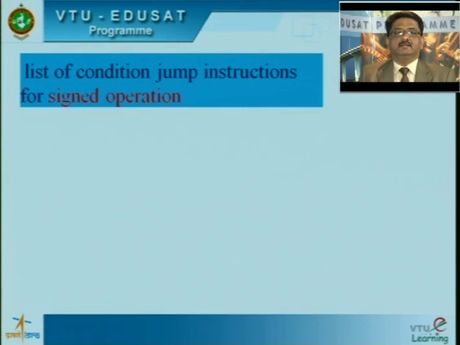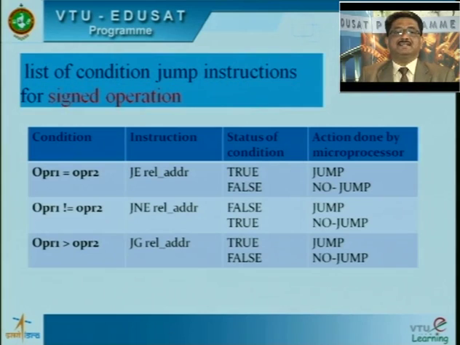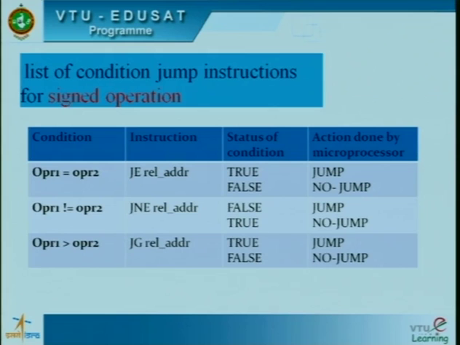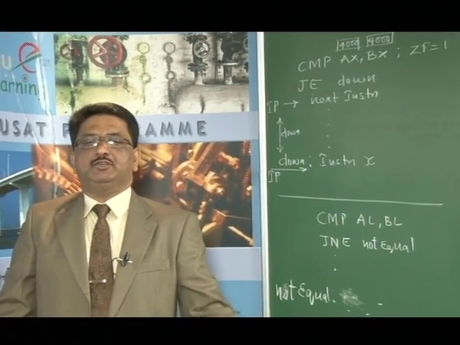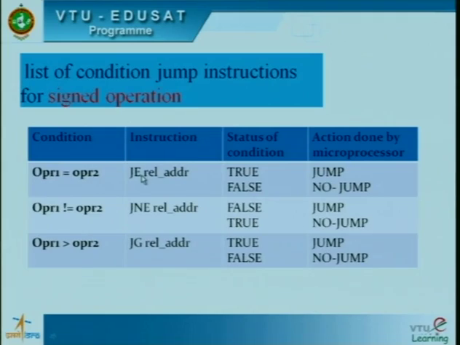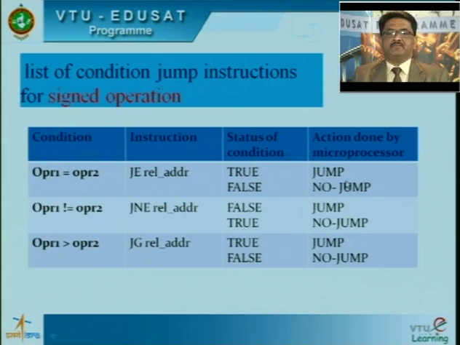List of conditional jump instructions for signed operation. The previous case was for unsigned operations, and now we'll proceed further with signed operations. What do you mean by signed operation? When your operands are signed numbers, then we will be using these conditional jump instructions. If you carefully observe, we have jump if equal. Jump if equal is used to check whether operand 1 is equal to operand 2. When operand 1 is equal to operand 2, we use jump if equal relative address. If the 0 flag is set to 1, then jump happens, otherwise no jump happens.